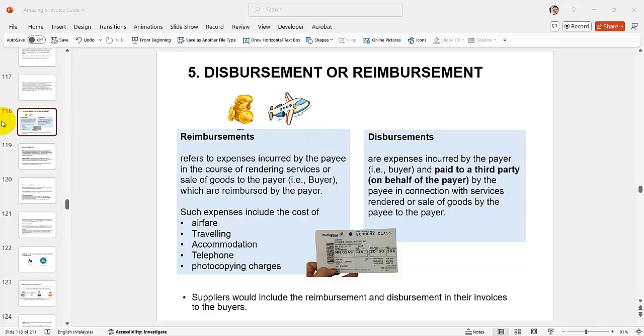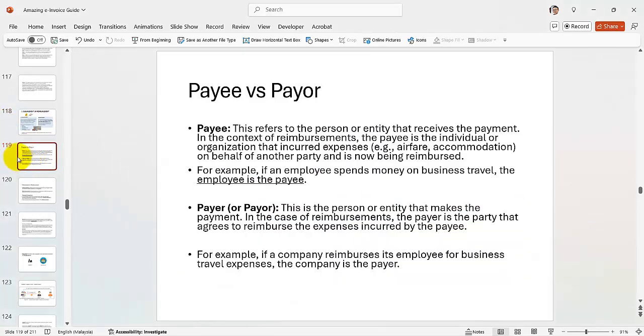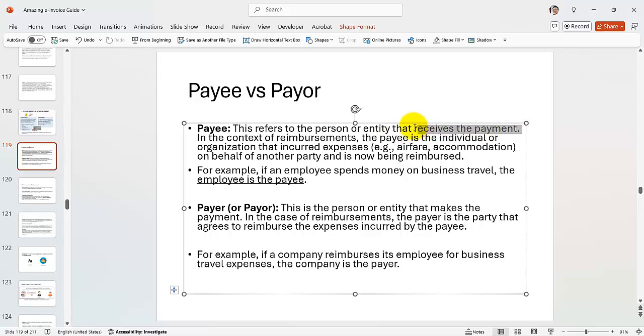So what does it really mean? Let's take a look here. First of all, what's a payee? Payee refers to a person or entity that receives the payment. So people who receive the payment, that's called the payee. In the case of reimbursement, the payee is an individual or organization that incurs expenses on behalf of another party and is now being reimbursed.